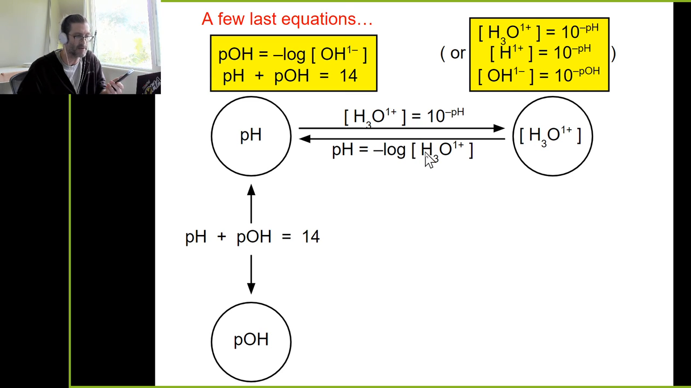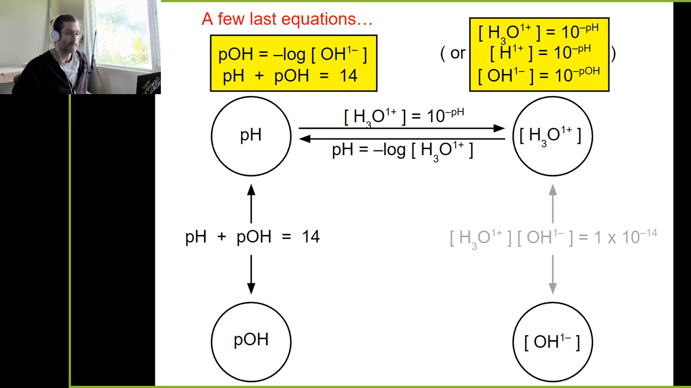The negative log of 10 to the minus 9 is 9. So if we have 10 to the minus 9 moles per liter of H3O plus, we'll have a pH of 9. It's simple: you can only do logs in your head if it's already a power of 10. For anything else, use your calculator. Just plug it into the calculator.